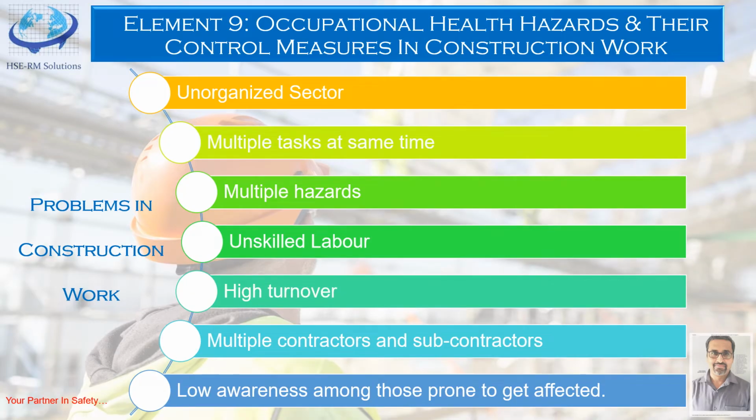So in today's element, that is element 9, occupational health hazards and their control measures in construction work. What are the main problems? The main problems on construction work, there are multiple choices and multiple reasons. Now you have to understand, in the construction sector a lot of things have come into the picture that are actually not helping the construction work, rather it is affecting it at a very bad level. There is always a sunny side and there is always a bad side, right?